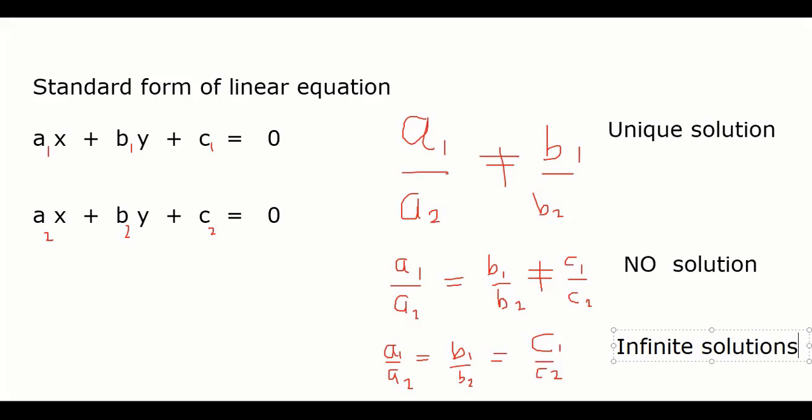Note down or take a screenshot. So what is the name of this method? This is just by ratio. You can directly find out by ratio. So it's just, you can say, an analytical way of solving by ratio, just by observing the equation.